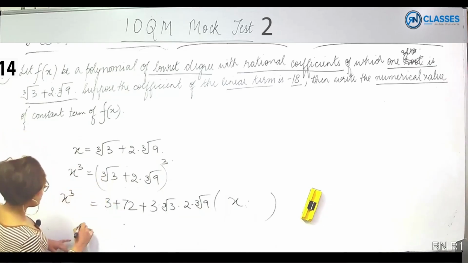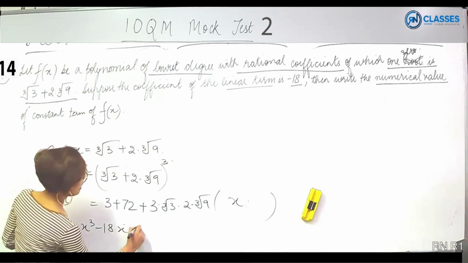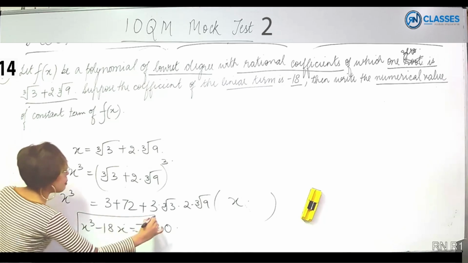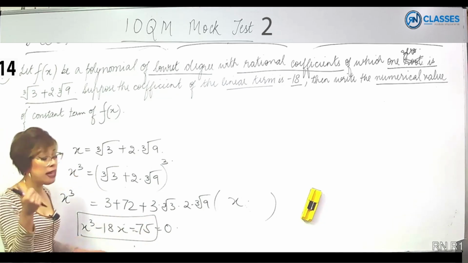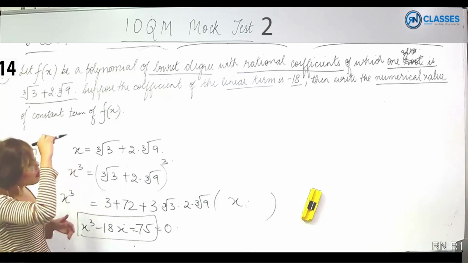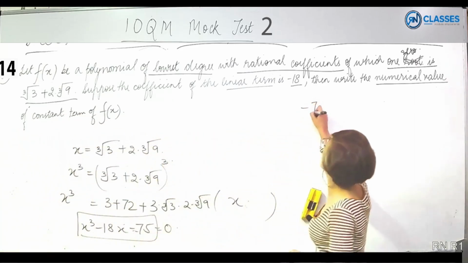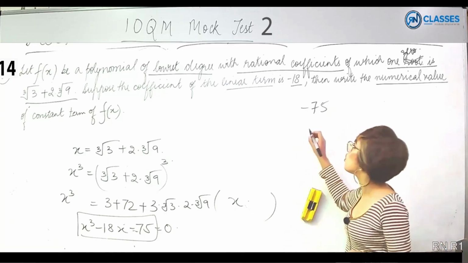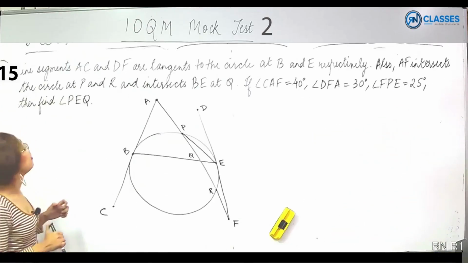If you simplify it, you will get x cube minus 18x minus 75 equal to 0. Right? The polynomial f of x is this one: x cube minus 18x minus 75. Lowest degree polynomial, rational coefficients, and obviously one of the roots is this. Now he says, write the numerical value of the constant term. Constant term is what? Minus 75. I just want the numerical value, as in the number associated with it, which is 75, which is the answer. Alright, on to the next one.